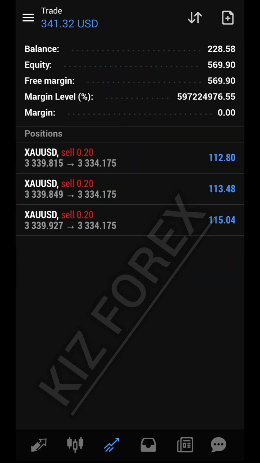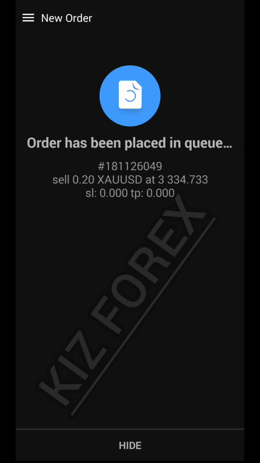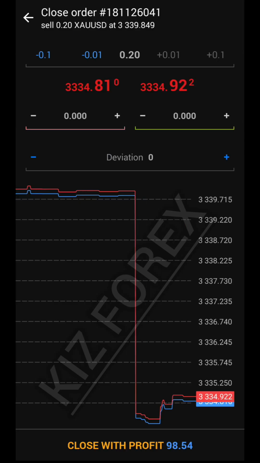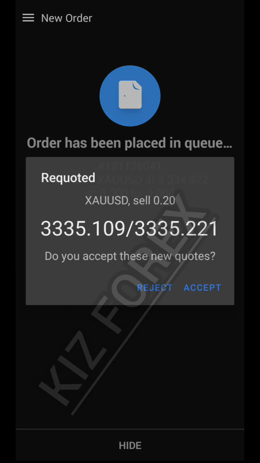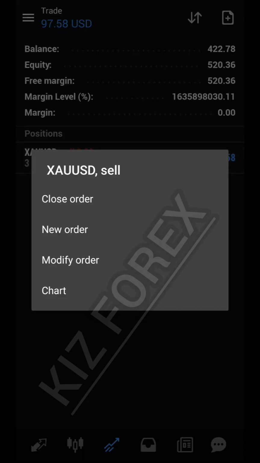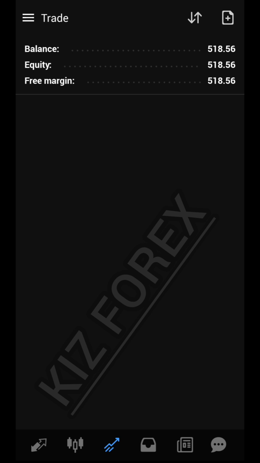Let's close right now. The volatility is very high in the market right now. Let's close and pick our profits from the market. All right, we're closing. Good. Now we have closed, and we are standing at $518.56. This is very good profit for a start.